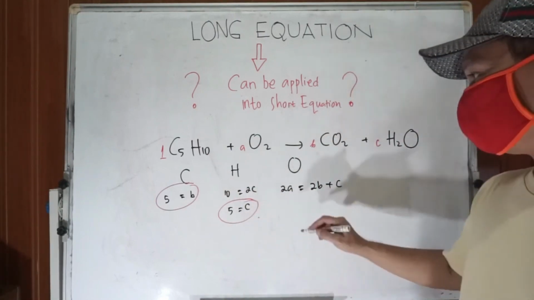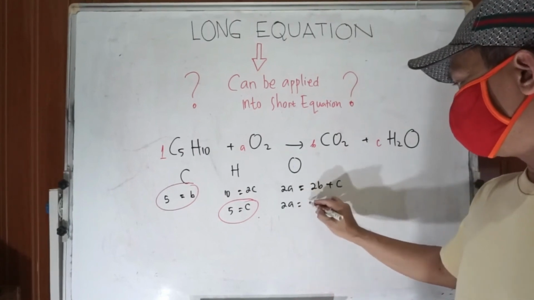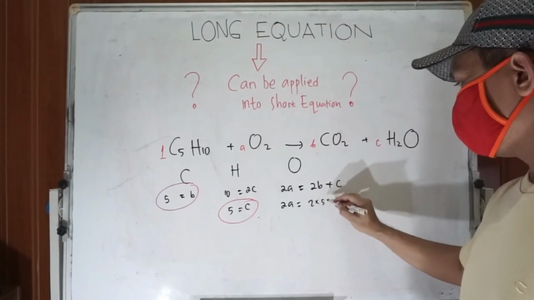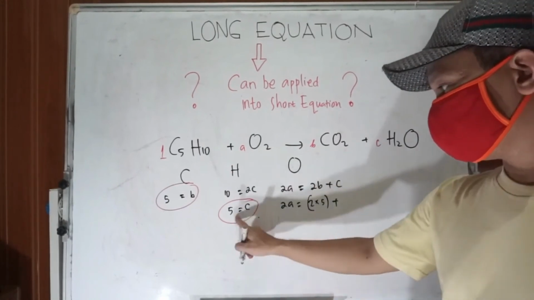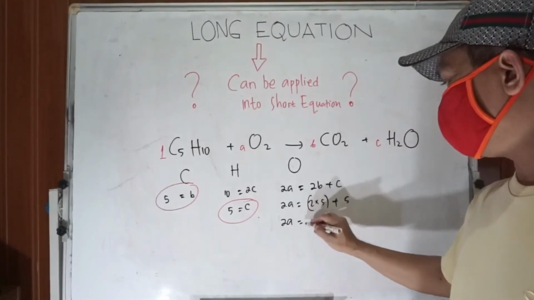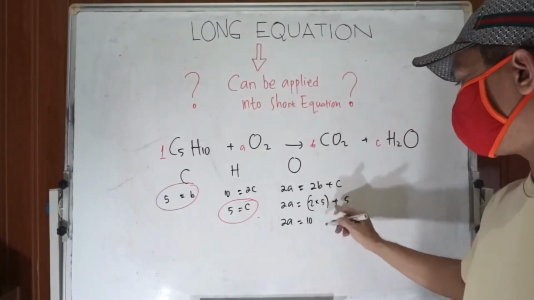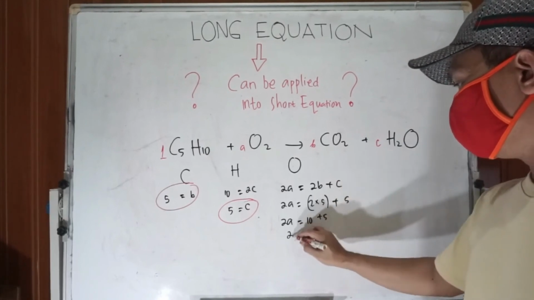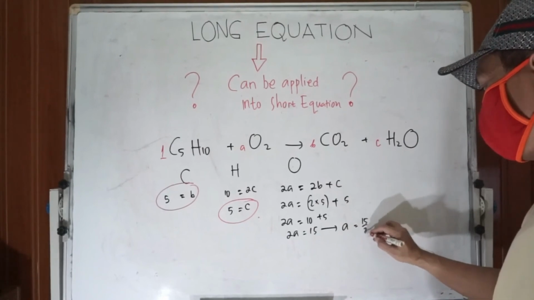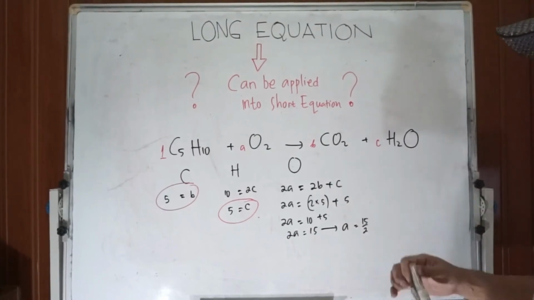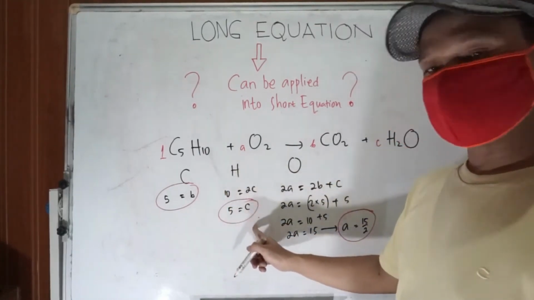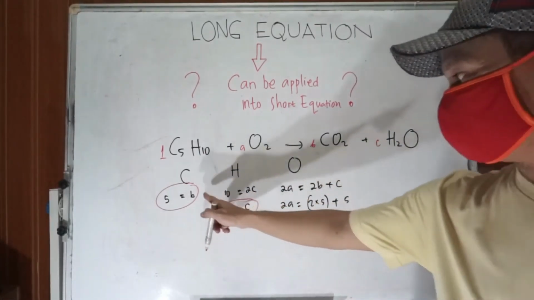Okay, next. So 2 times A equals 2 times B, times 5, plus C, C is 5. Got it, right? So 2A equals 2 times 5, 10, plus 5. So 2A is 15. You got A equal 15 over 2. Okay, so now everything's complete. You got A, you got B, you got C.